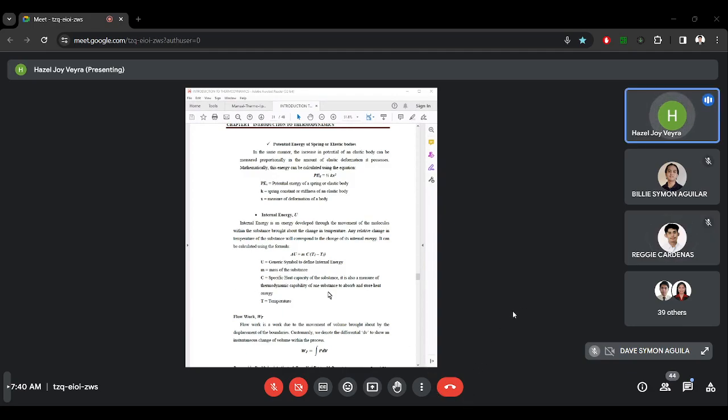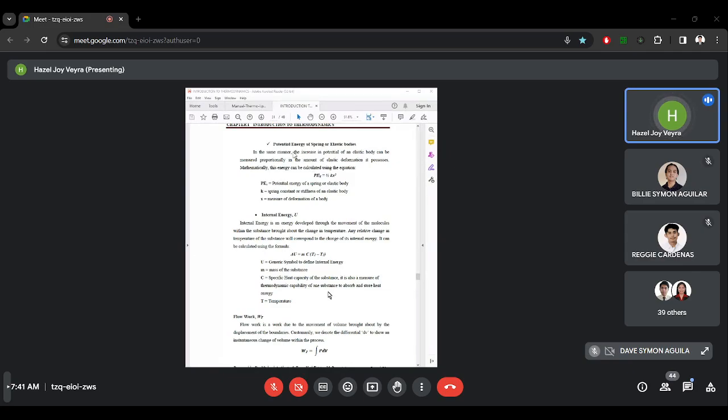Okay. So internal energy, class, is an energy developed through the movement of the molecules. So when we talk about internal energy, we are focusing on a microscopic level, no? So we're talking about molecules here. And we are given the formula for internal energy, the delta U. So this is change, no? This is the change in internal energy of a system.